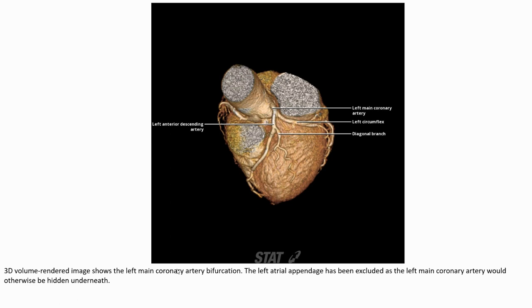3D volume render image of the left main coronary artery bifurcation. The left atrial appendage has been excluded, as the left main coronary artery would otherwise be hidden underneath. This image shows the left main coronary artery, which is divided into left anterior descending artery and left circumflex, continuing from the left anterior descending artery is the diagonal branch.